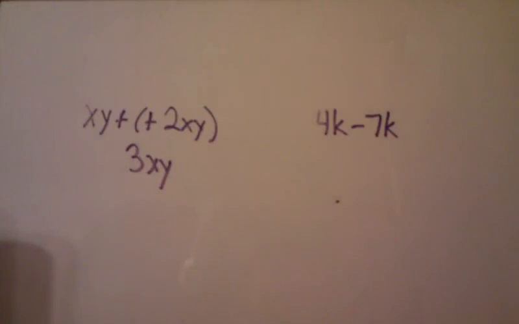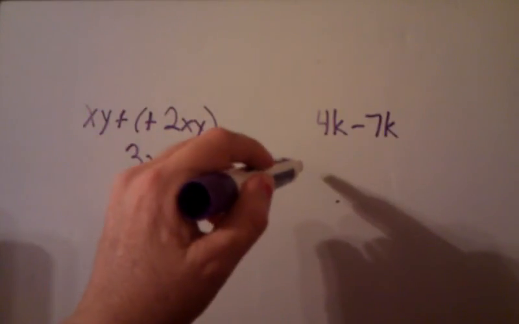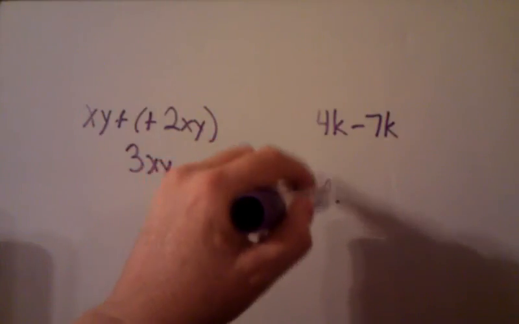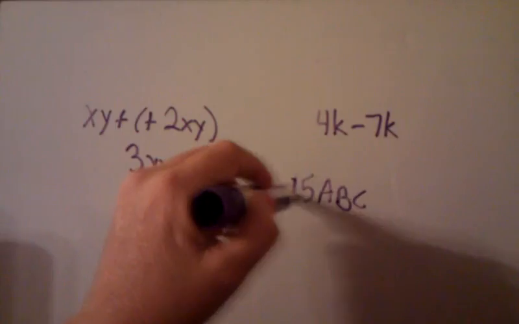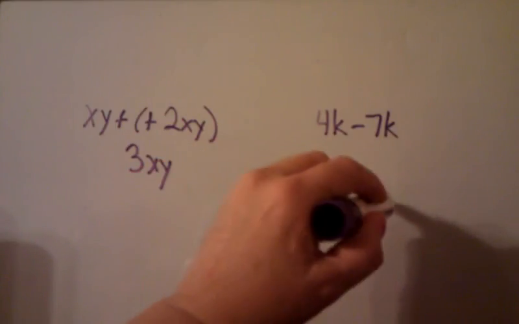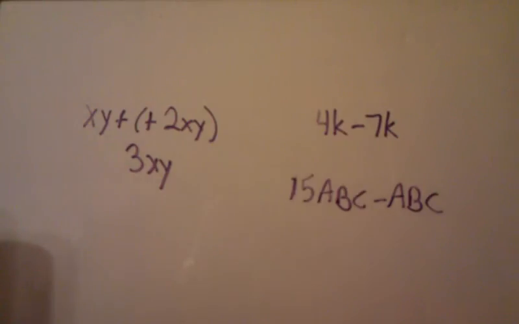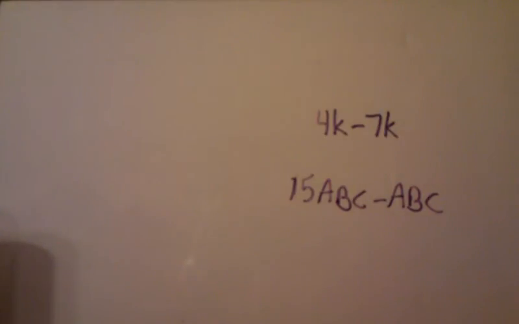Number 9. From 15 ABC, find 15 ABC less ABC. Find 15 ABC, take as minus ABC. How are we doing? Are we getting this okay? Okay, go to number 11. Do number 11 and check it with mine.